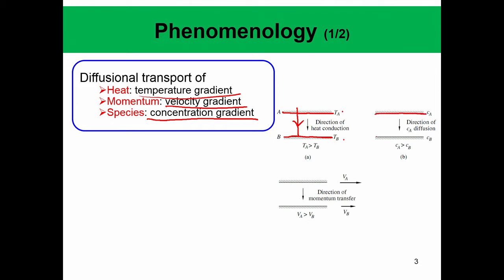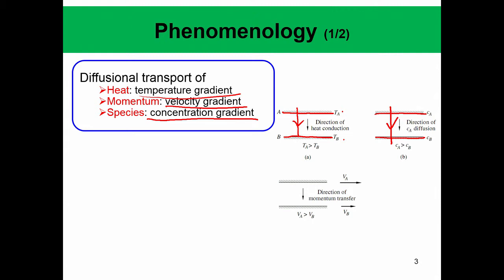Now, similarly, if there is a concentration difference. Suppose these are porous plates, and inside this there is a high concentration Ca of a certain species, and the concentration of the same species on plate B is Cb. They are separated by a fluid medium. Because Ca is greater than Cb, there will be a net transfer of this species from this plate to this plate, and that is the direction of diffusion.